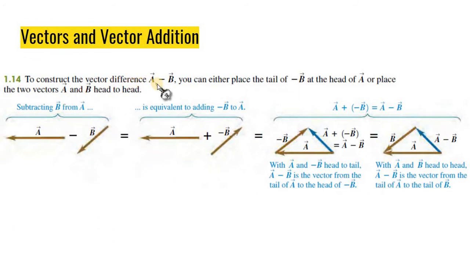Okay, to construct the vector difference, vector A minus vector B, you can either place the tail of negative vector B at the head of vector A, or place the two vectors A and B head to head. Okay, so if you subtract a vector, you draw it head to head. Subtracting vector B from vector A is equivalent to adding negative vector B to vector A.